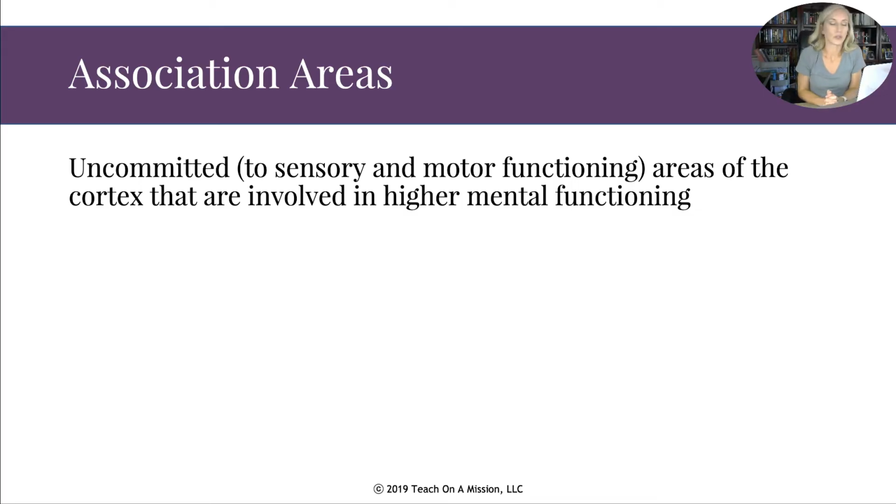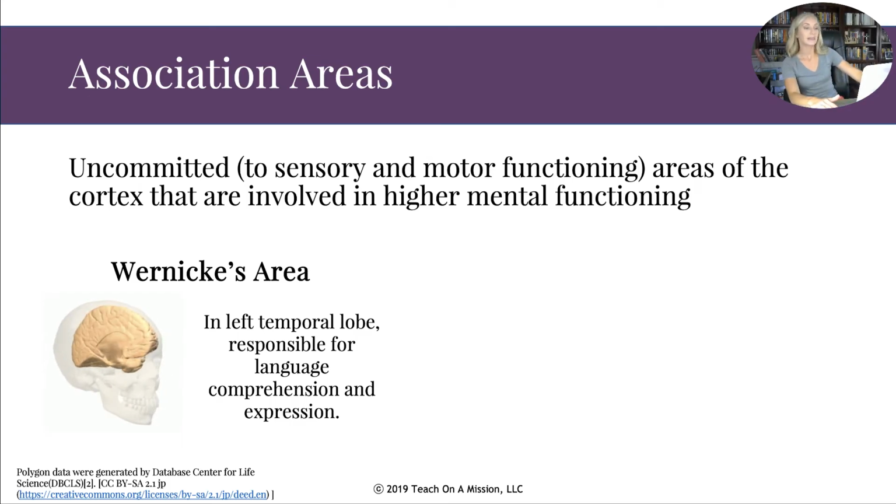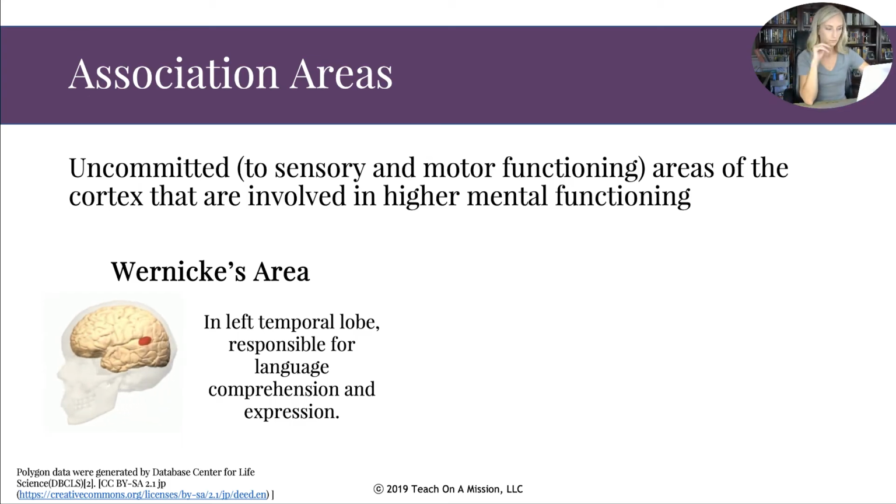Now let's talk about association areas. These are uncommitted areas of the brain, meaning they do not have anything to do with sensory or motor functioning. Okay? Our sensory or motor cortex, our occipital and temporal lobes have very specific sensory or motor functioning. But there's other areas that don't have those specific functions. They have higher order thinking functions. Those are our association areas. And there are two huge ones you need to know.